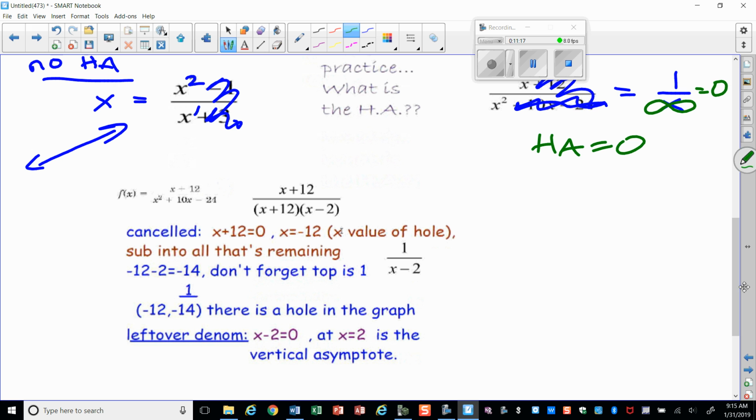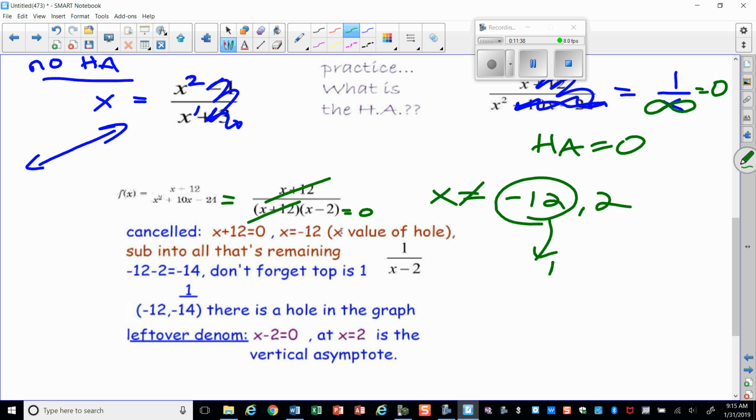Now this one is just practicing with the hole again. Notice you have my excluded values. x cannot equal -12 or 2. Those are the two values that make the denominator 0. But this cancels out, so -12 is the hole. See if I can spell it. Hole. And what's left is going to be my vertical asymptote. x equals 2 is the vertical asymptote.